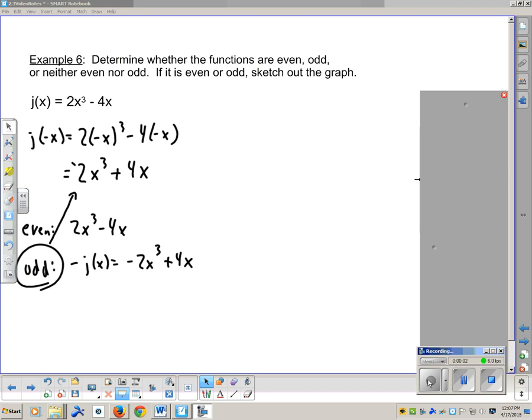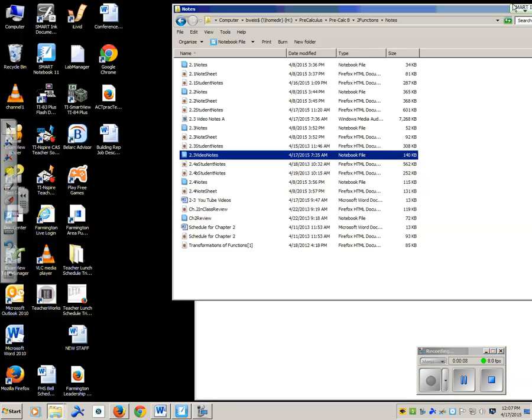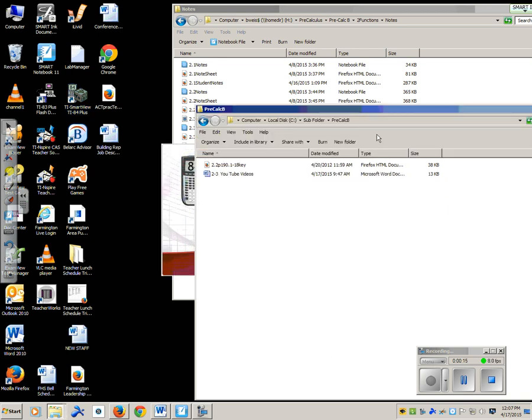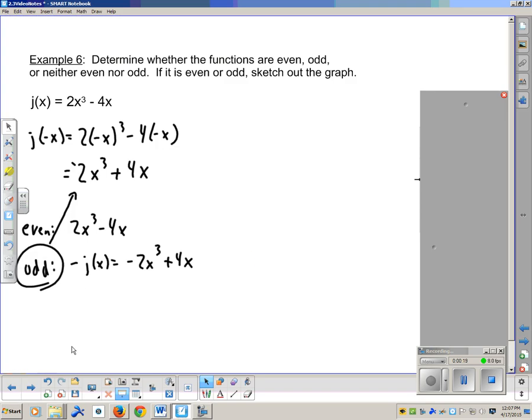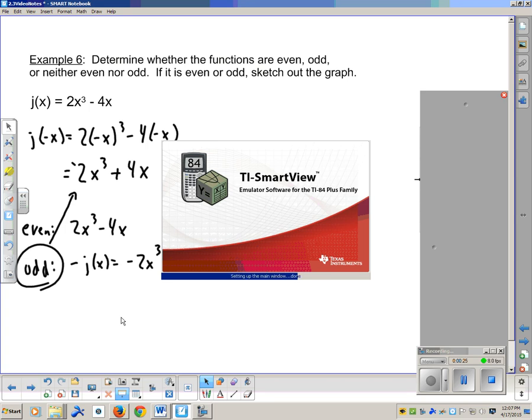So now let's go back and do the part where we're supposed to sketch out the graphs here. And this is probably the part I would just go ahead and use my graphing calculator for. So we'll just kind of work backwards on these. I'm going to start to create a graph here.